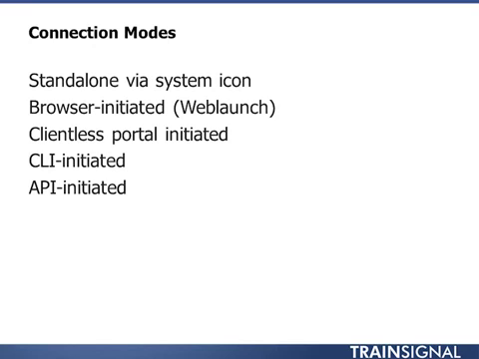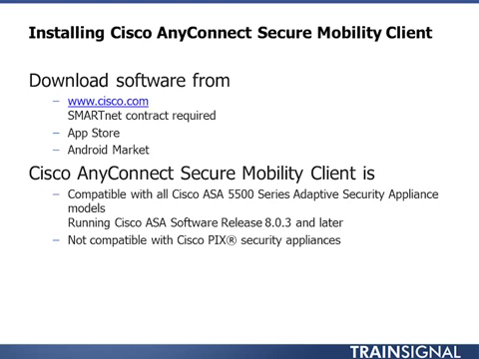So it really is an interesting, nice, secure solution for mobile devices that are now connecting to the network over our Wi-Fi networks. To get the AnyConnect Secure Mobility Client software, you can download it from Cisco.com, and as with all of their software, you do need a service support agreement, like a SmartNet contract. You can actually get software from the App Store as well as the Android market if you're running an Android or an iPhone, iPad, Apple device.